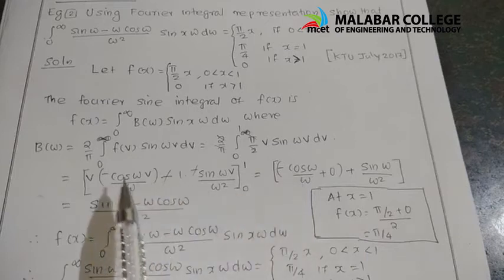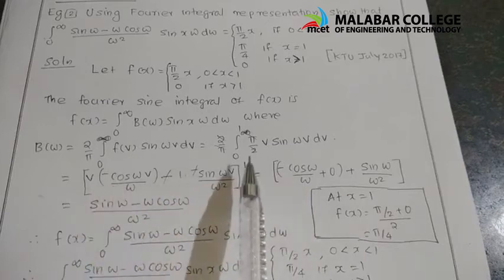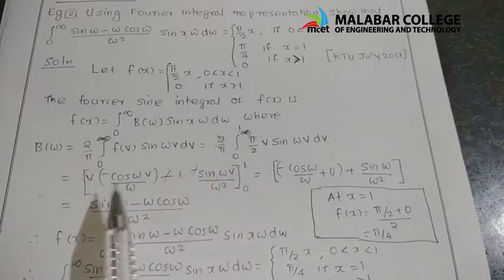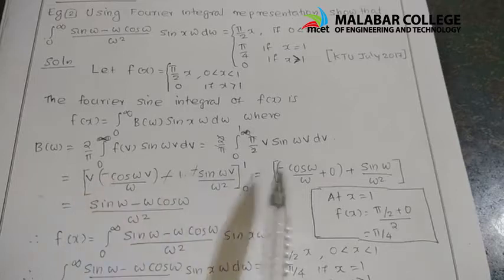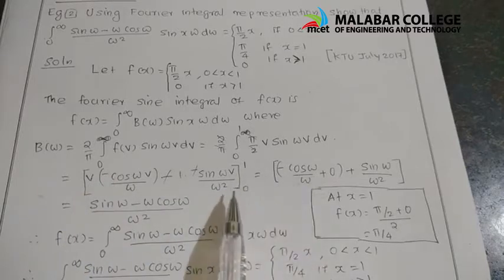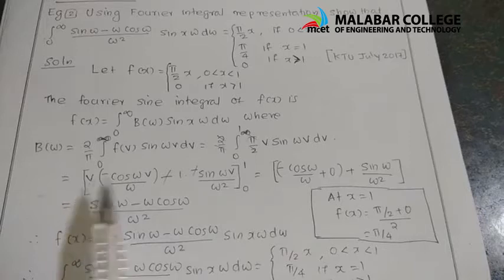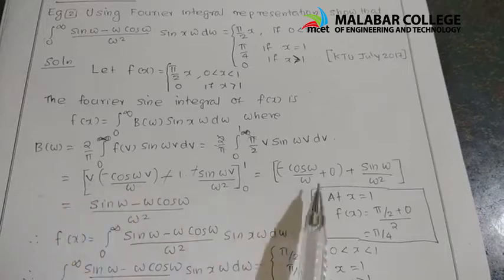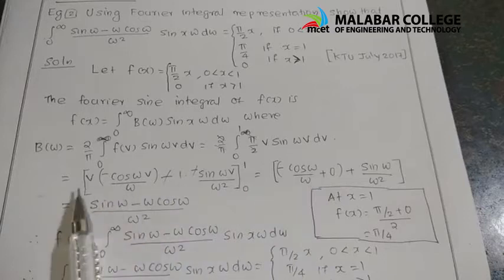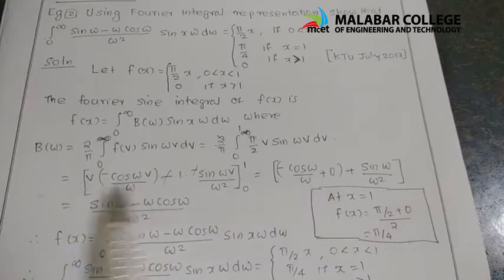Then minus the lower limit. Minus of minus is plus here, but the value is 0, since if you substitute v as 0, 0 multiplied by any value is 0. So I am writing 0 here. So the first term is over.